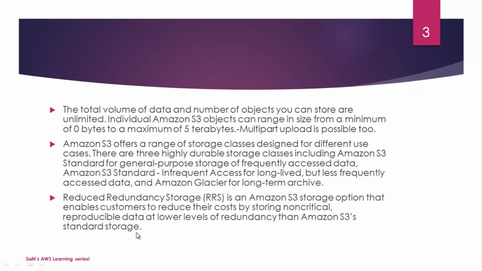So these are the classes. You have got S3 Standard, then S3 Standard Infrequent Access, and then finally RRS, Reduced Redundancy Storage. So understand the difference between these three. And finally we have another offering, Amazon Glacier. It's for file archival.